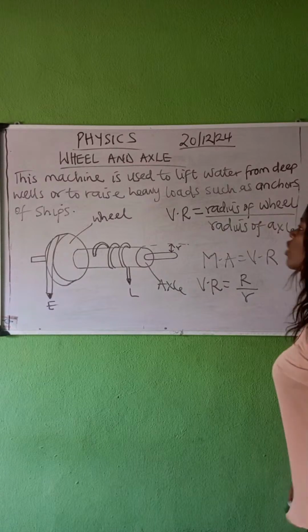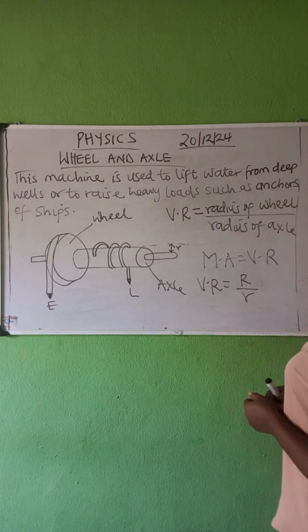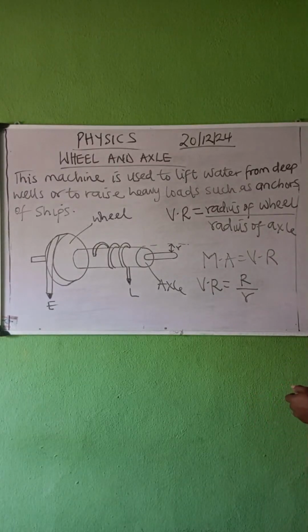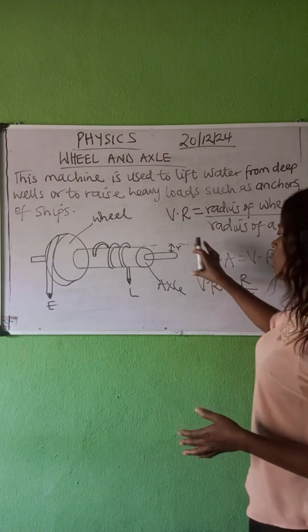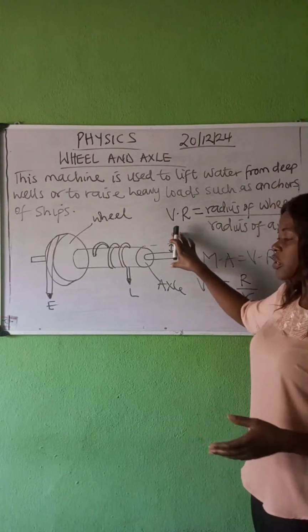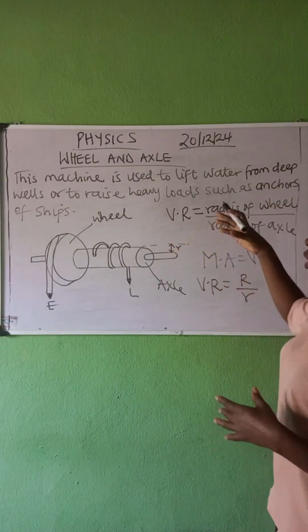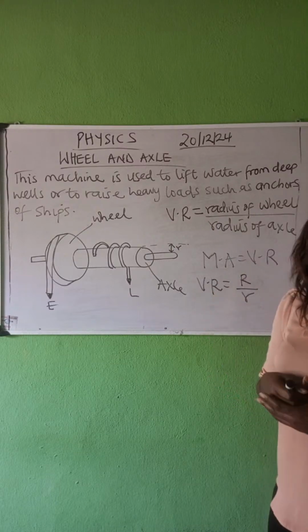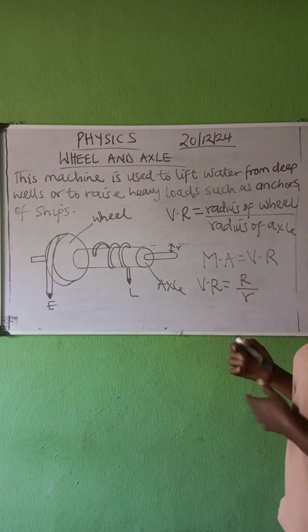All right, this machine is called wheel and axle. It is used to lift water from a deep well or to raise heavy loads, such as the anchors of a ship. This is just what we normally use to raise water from a deep well. It's also an example of a machine because it helps our work to be easier.